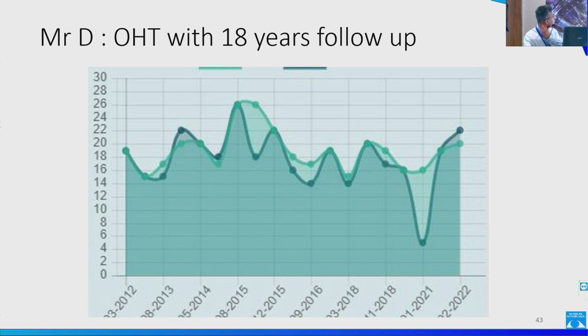So this is somebody, it's an ocular hypertensive. We have 18 years of follow-up on him, and these are what his intraocular pressures have been like. So he goes up to 24, 26. That's more or less the highest we have seen. And we have one low pressure. I don't know why, but otherwise he's been fairly okay.